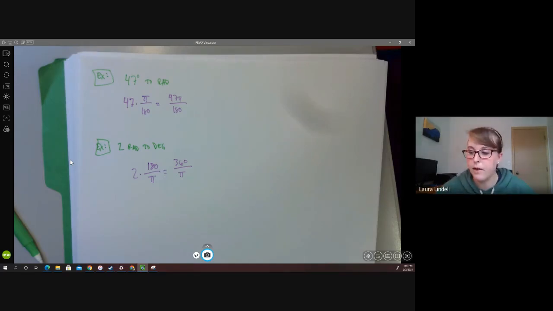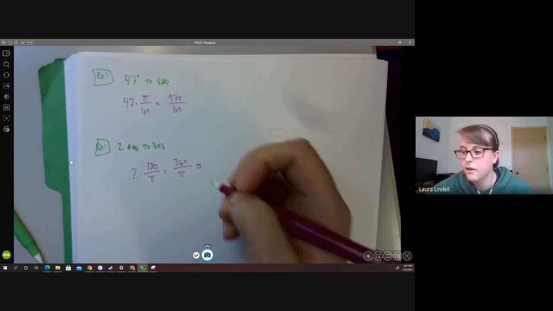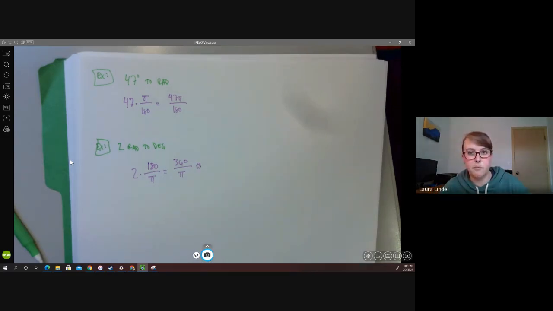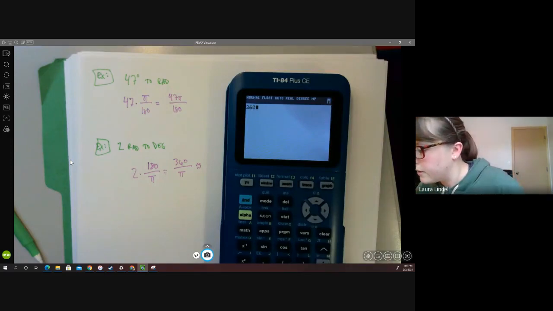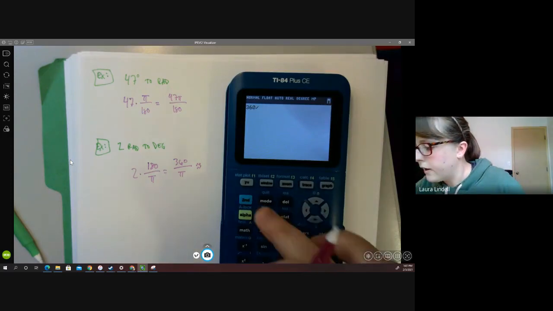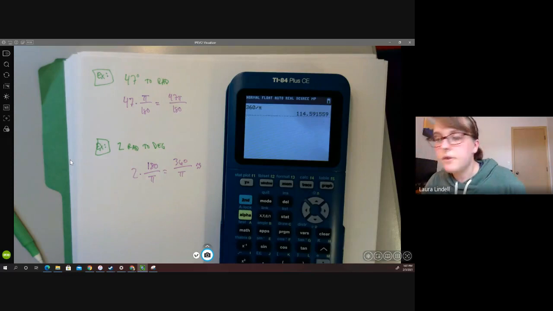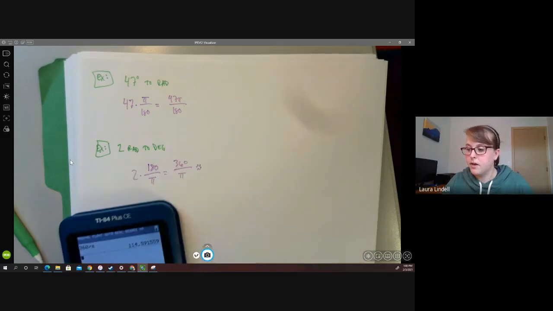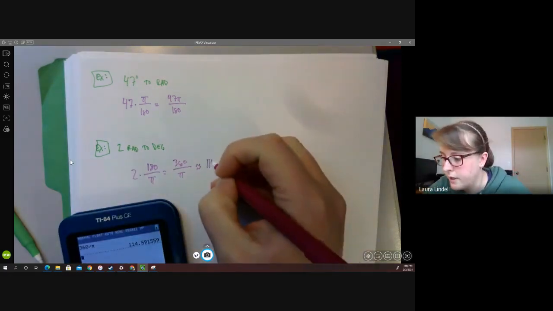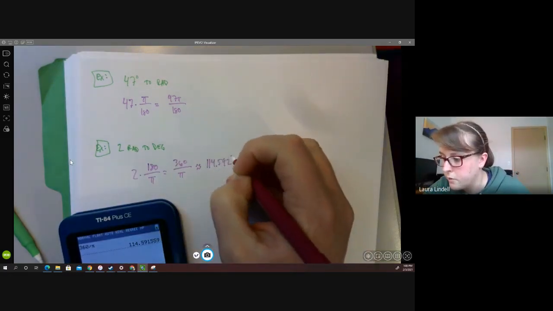Sometimes you'll be asked to round on these because 360 over pi degrees doesn't really make a whole lot of sense to us. So you could type into your calculator 360 divided by pi, and it'll give you a decimal approximation. So it's approximately 114.592 degrees.